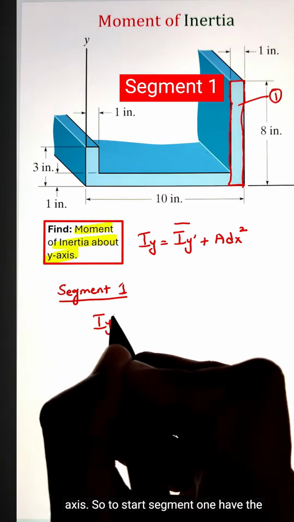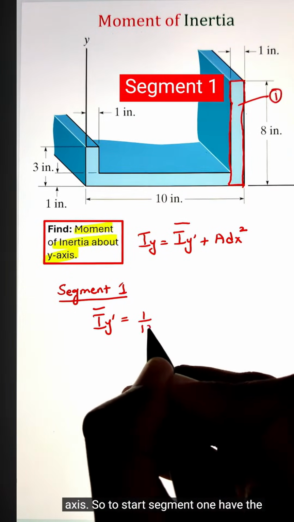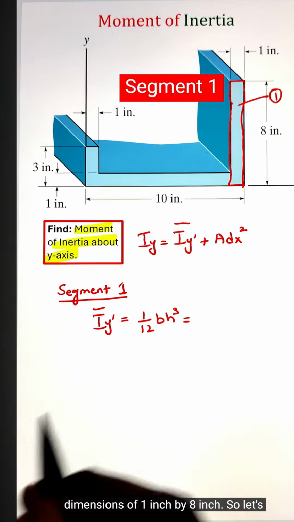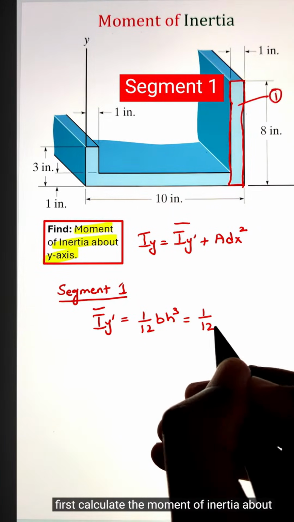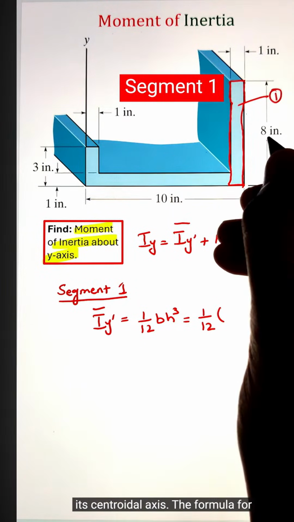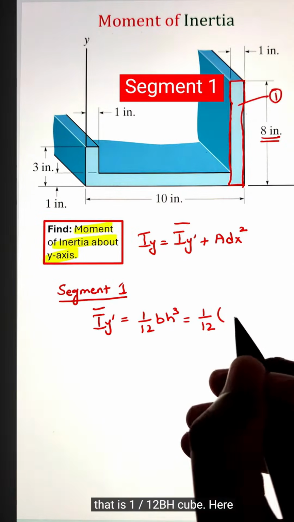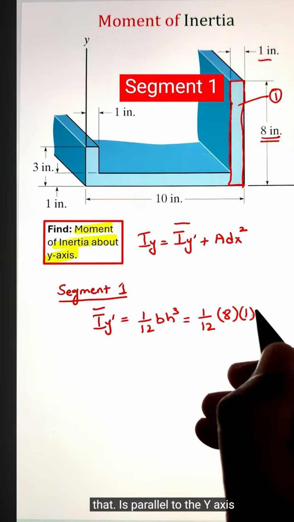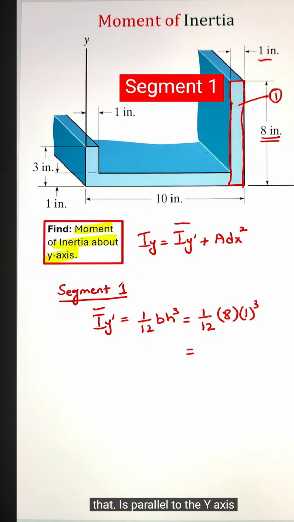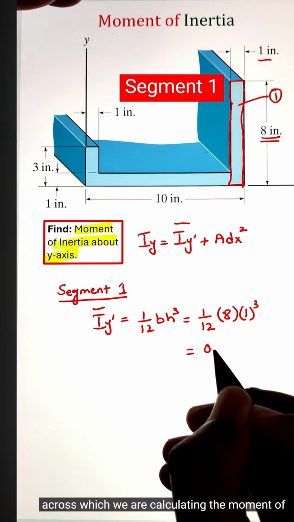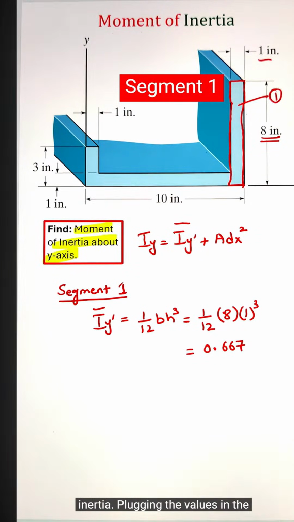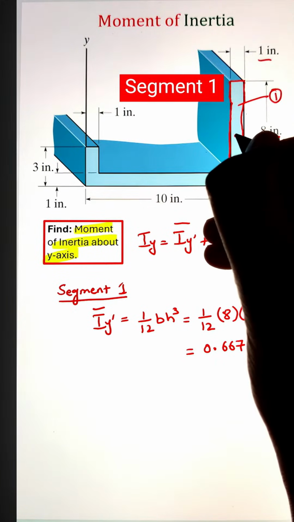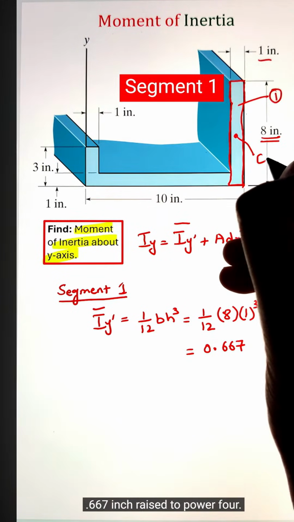So to start, segment 1 has the dimensions of 1 inch by 8 inch. So let's first calculate the moment of inertia about its centroidal axis. The formula for that is 1/12 b h cubed. Here the value of b will be 8 inches since that dimension is parallel to the y-axis about which we are calculating the moment of inertia. Plugging the values in the formula gives us the number 0.667 inch raised to power 4.